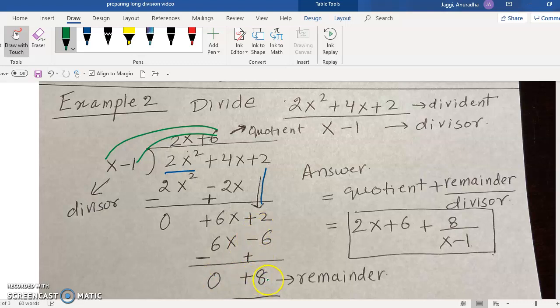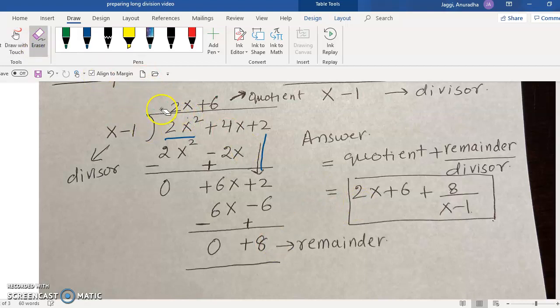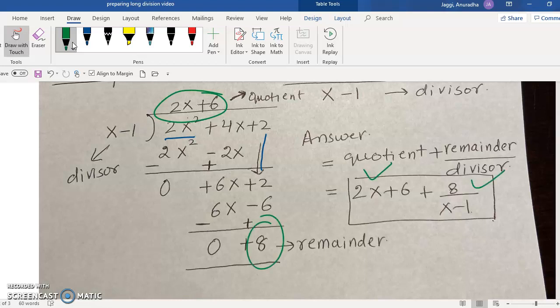Now look at this. 8 has a degree 0, like we discussed. A number has a degree 0. This has a degree 1. Once the degree of the remainder is less than the degree of the divisor, you stop dividing. Okay, and then your answer becomes the quotient, which you write here, and then your remainder which you write here, divided by the divisor which you write here. So that is how you write your answer.